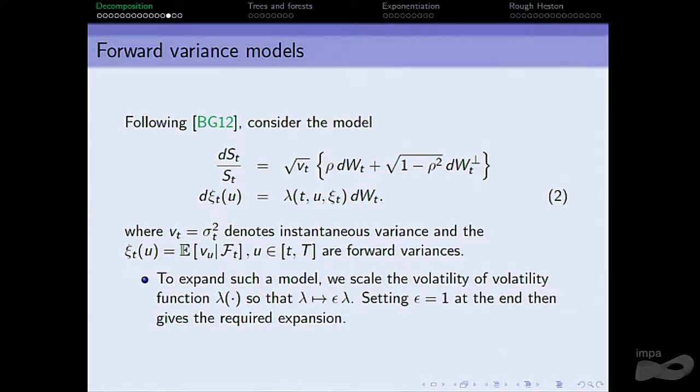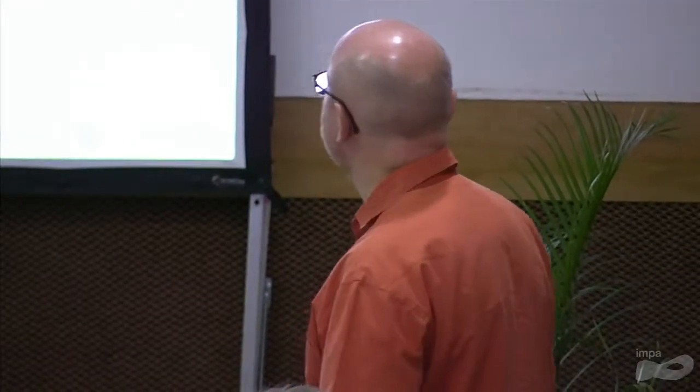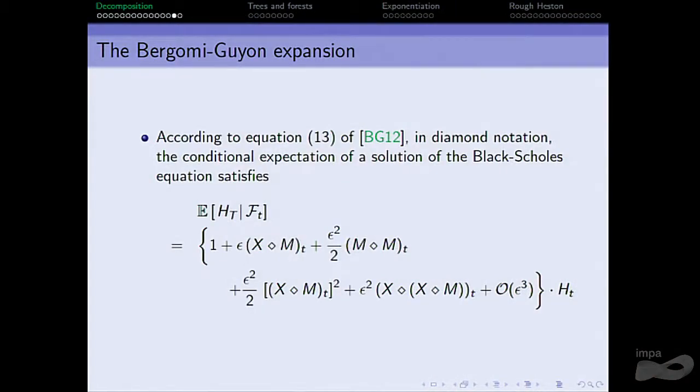So the way they arrived at their expansion was by scaling the volatility of volatility function lambda by epsilon and then setting epsilon to 1 at the end. And they did an expansion up to second order. So our first motivation was an exact decomposition. Then the second motivation is going to be the Bergomi-Guillon expansion. So we just copy down an equation from their paper and rewrite it in diamond form. So we haven't done anything, just changed the notation. But we look at this, and isn't this kind of tempting? You want to write this as the exponential of something. But the exponential of what? We don't know.